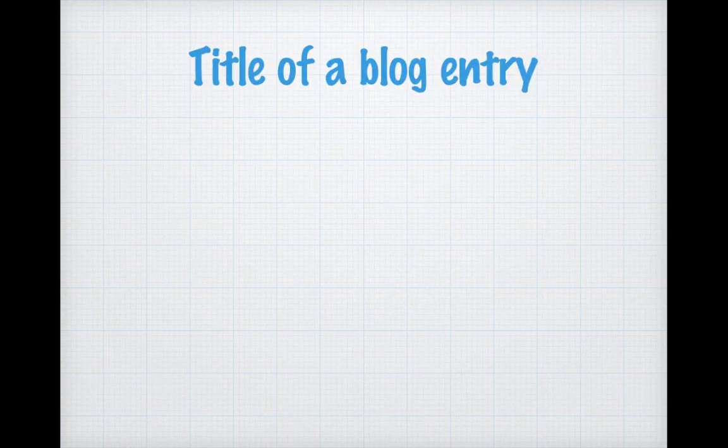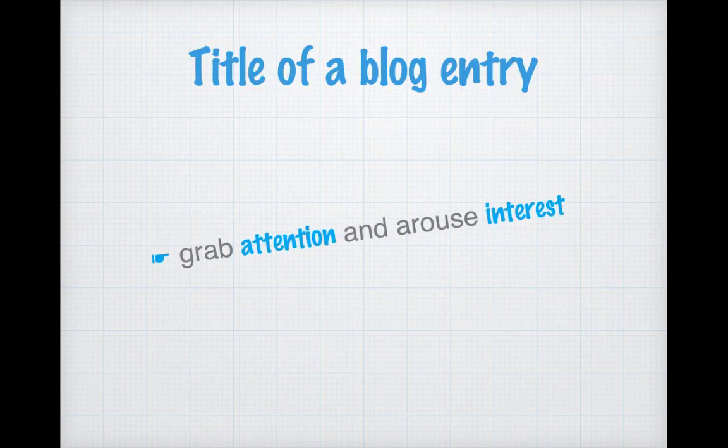So let me also tell you something about how to write a blog and how to write the title of a blog entry, because this is also very, very important, because the title is the first thing that your readers read. So a title of a blog entry has to grab the attention of your readers and has to arouse interest, meaning that you have to write in an interesting and funny way so that your readers are engaged, or that they are willing to continue reading your text. So interesting and funny titles are very essential, very important.